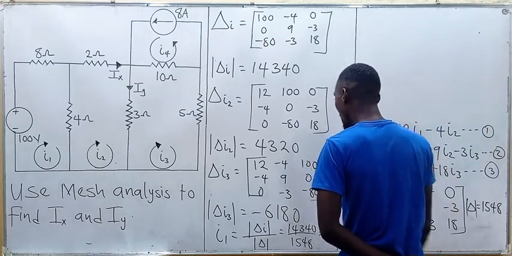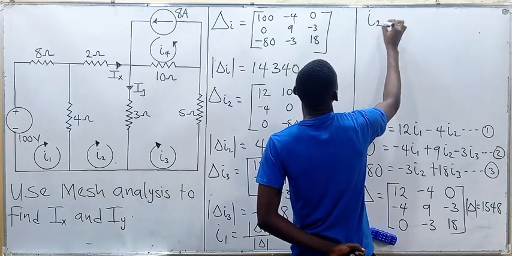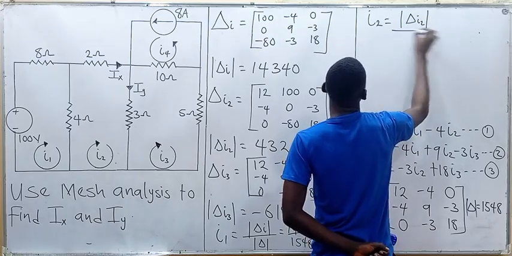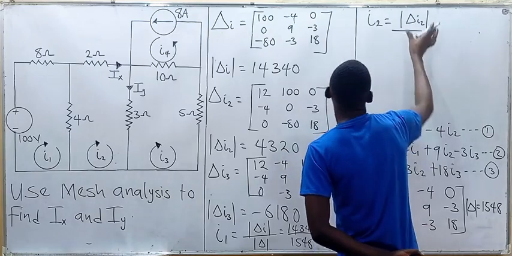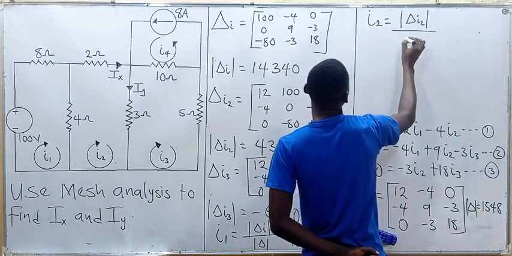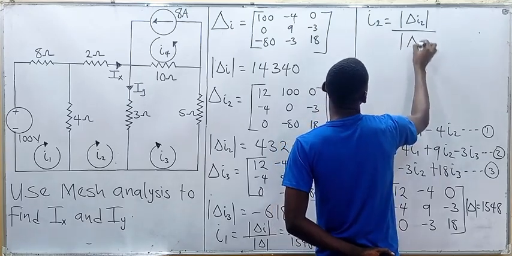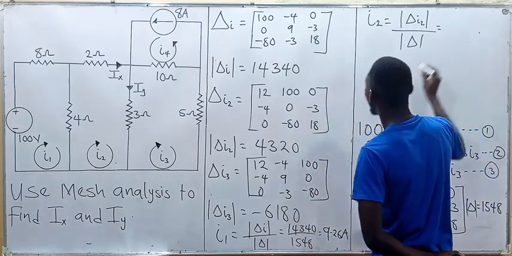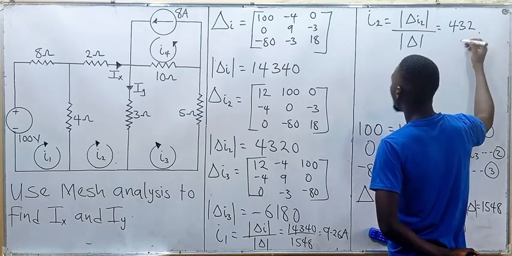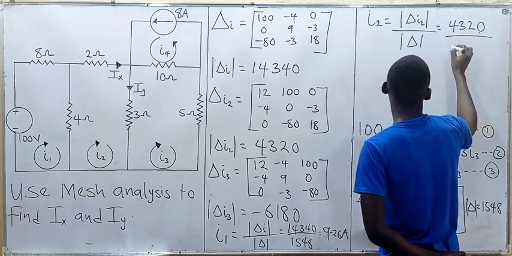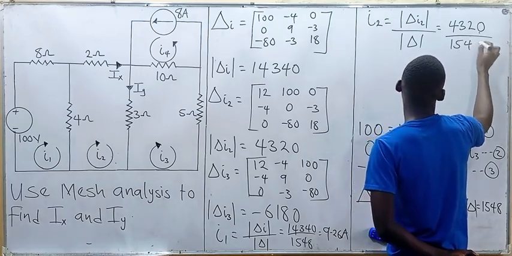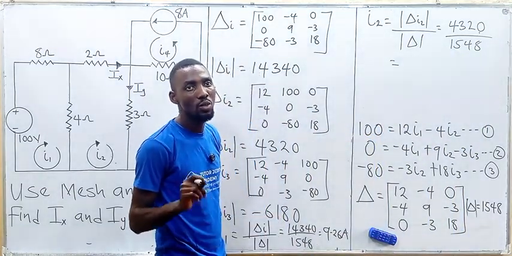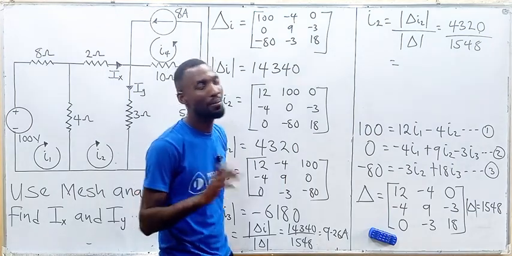All right. So for our I2, I2 will be equal to the determinant of change in I2 all over the determinant of change. So this will be equal to 4,320 all over 1548. So if you press that in your calculator, you are definitely going to get 2.79 ampere.